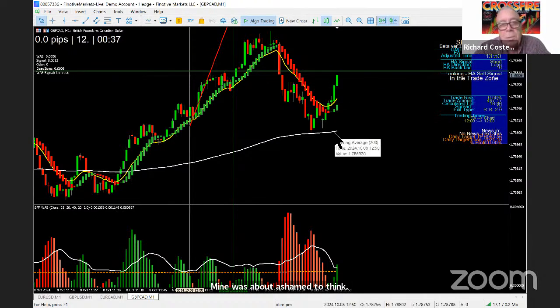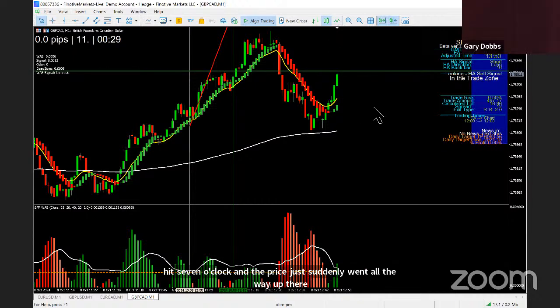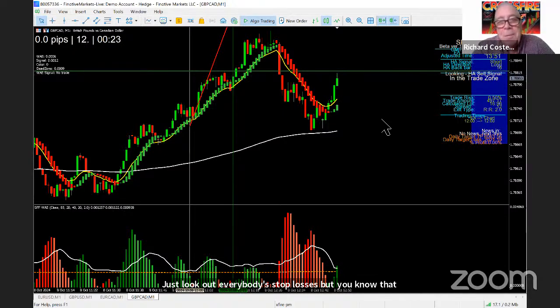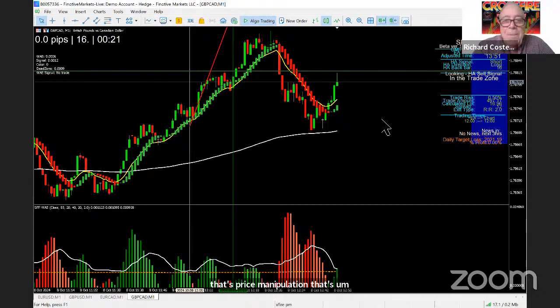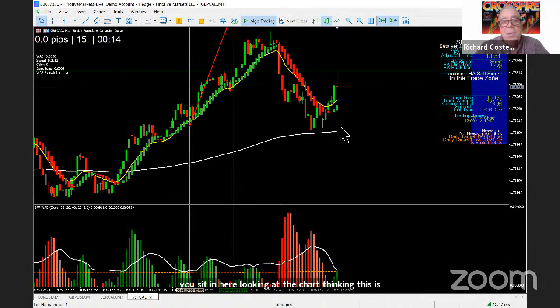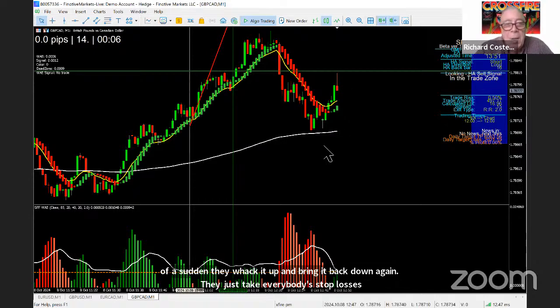It was looking like it would be a sell, and then we hit 7 o'clock, and the price just suddenly went all the way up there. Just took out everybody's stop losses. But that's price manipulation, we talk about that a lot. You sit looking at the chart thinking this is going to go down for a sell, and all of a sudden they whack it up and bring it back down again. They just take everybody's stop losses, and it seems to be a common thing.